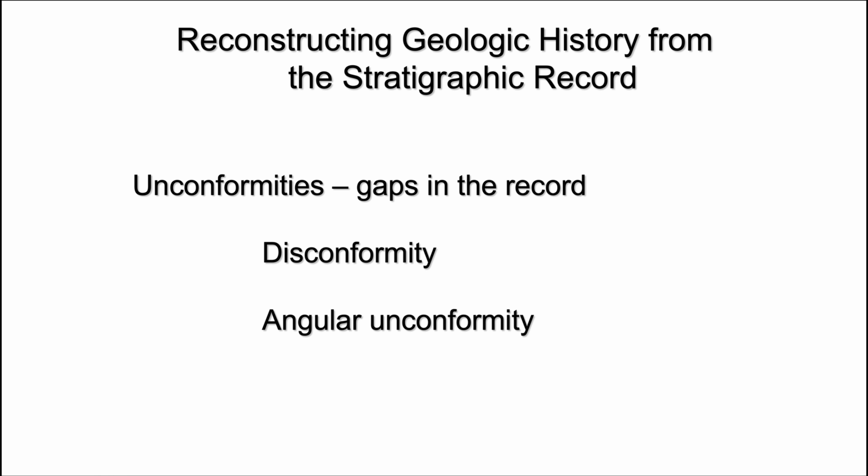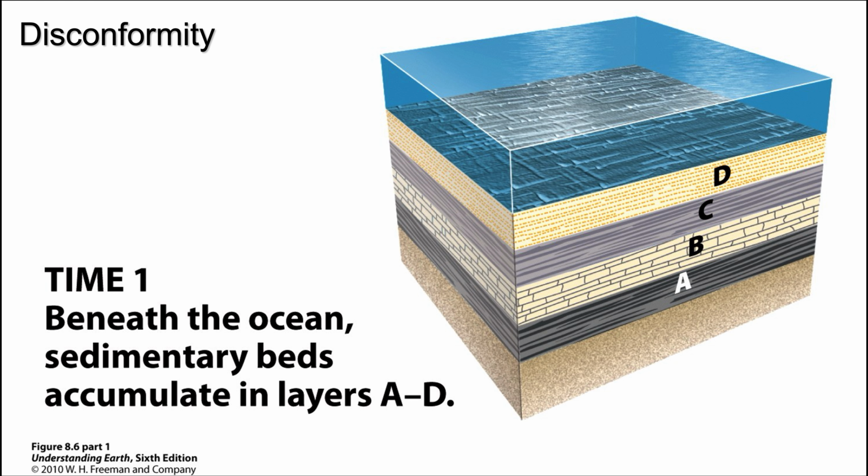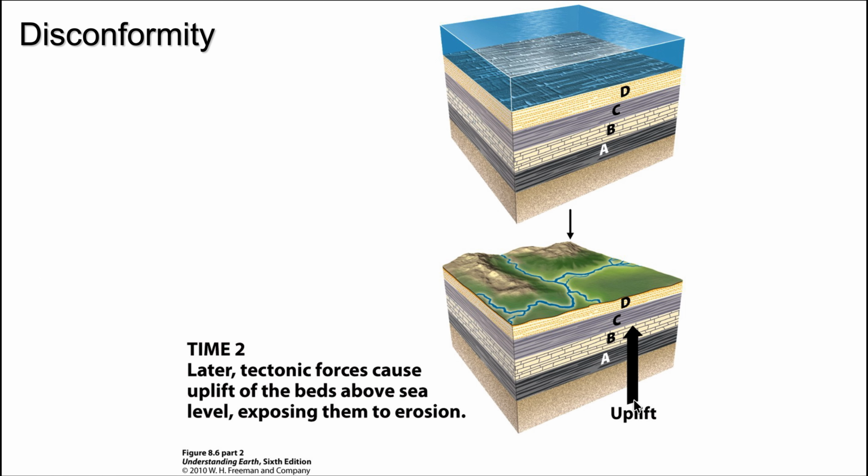First example is going to be a disconformity here in time 1. We're looking at sedimentary sequences beneath the ocean. They have accumulated in layers A through D, A being the oldest, D being the youngest. Now we're going to lift this bedding up via tectonic activity. Tectonic forces cause these beds to rise above sea level, exposing them to erosion.